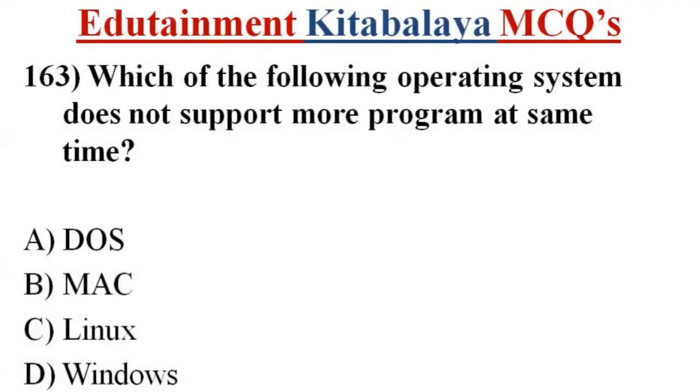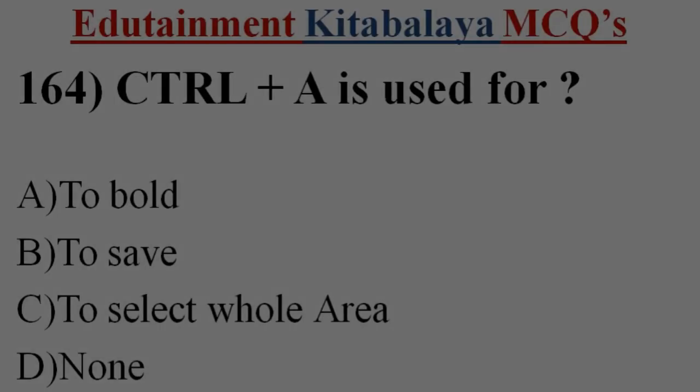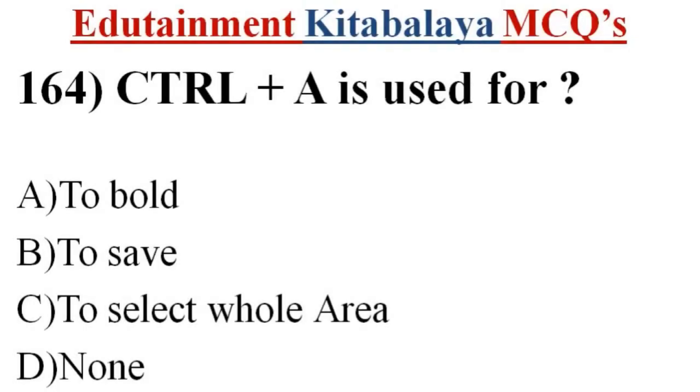Question number 163. Which of the following operating systems does not support more programs at the same time? A. DOS. B. Mac. C. Linux. D. Windows. Correct answer is A. DOS.